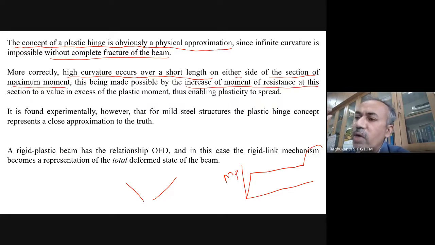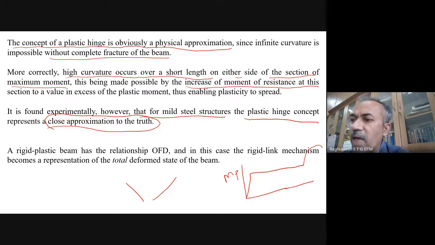But generally, when you test it experimentally for mild steel, they say that this plastic hinge concept, whatever we have discussed now, is a close approximation. It is not the exact thing that happens. You will not see it at the failure, but it is a very good approximation to the truth, and it matches nicely. Not exactly 100%, some error is there, but it matches the experimental results.